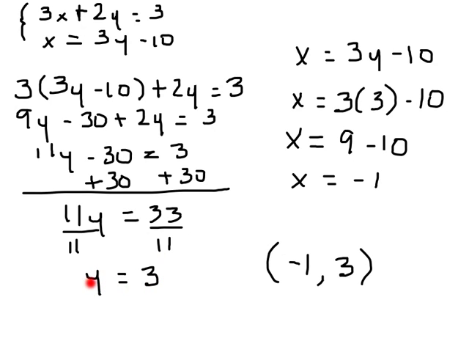Alright, that's y. So let's go back up here, and x is equal to 3 times y minus 10. Well, if y is 3, 3 times 3 is 9, and 9 minus 10 would be negative 1. So x is negative 1, so we put it first in our ordered pair, and y is equal to 3.